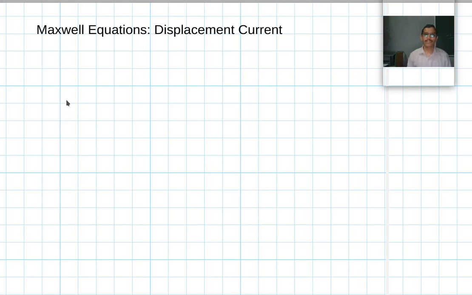So today I'm going to start the Maxwell equations. Here I will discuss the concept of displacement current. It's a very interesting concept. So first of all, let us recall laws containing, as all of you are familiar with those laws.